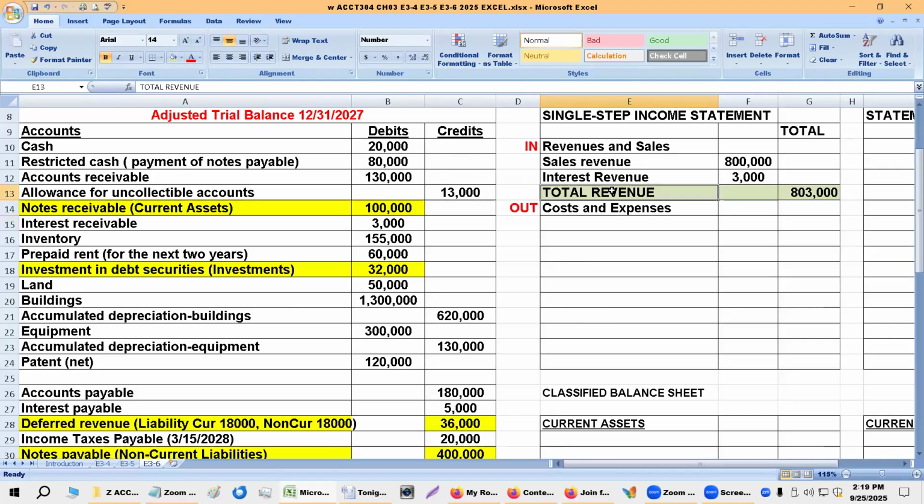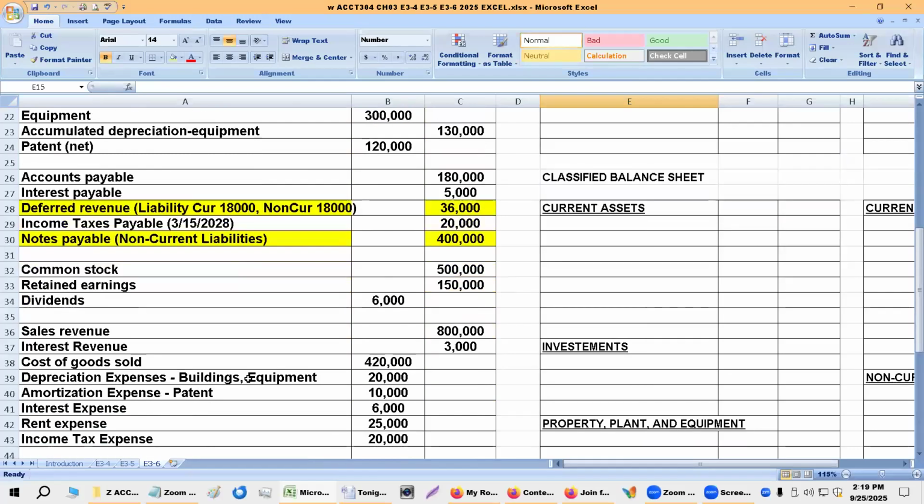All right, so I'm going to get the total revenue here. This is 803,000. Okay, so this is money coming in. And now we're going to compare that to the money going out. So cost of goods sold, all the way down to income tax expense. Usually they break out income tax expense separately. We're just going to leave it together.